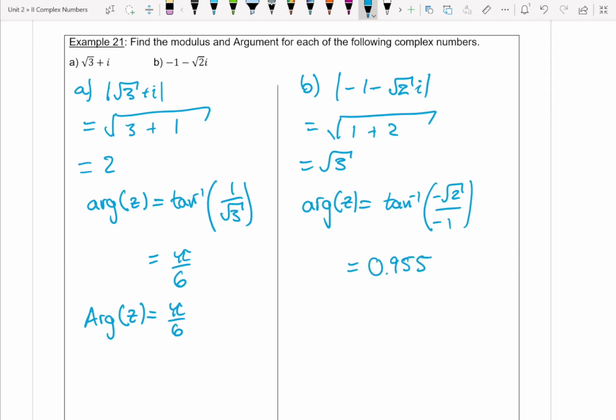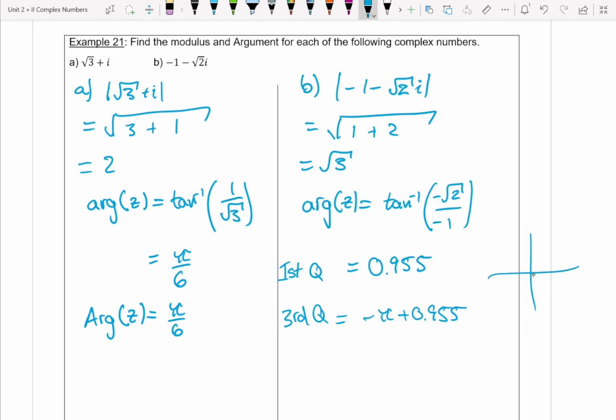So that's negative 2 on negative 1. Now, of course, that is our first quadrant solution. Because we've got a negative real and negative imaginary component, we want to look at our third quadrant, which is going to be negative pi plus 0.955.